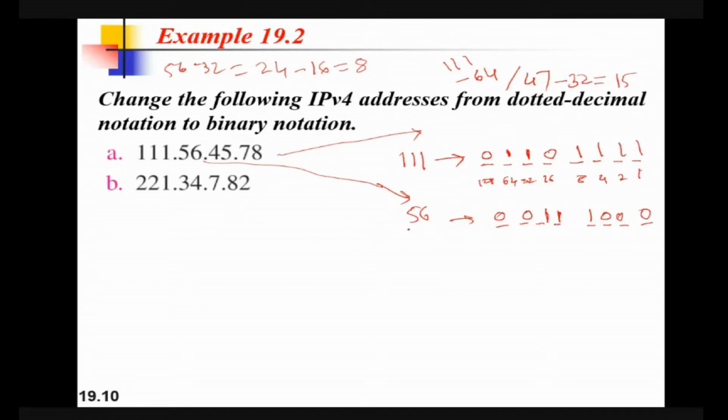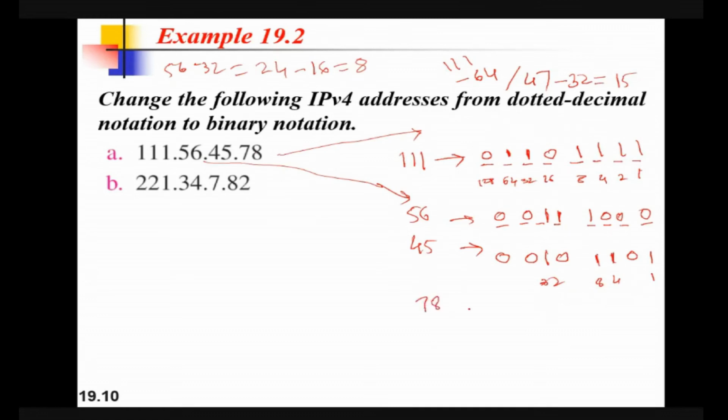Now the next is 45. So 128 will be 0, 64 will be 0, 32 will be 1. So 45 minus 32 is 13, which is less than 16. So this will be 0, then 8 plus 4 plus 1. Now count this: 1 plus 4 plus 8 plus 32. 32 plus 8 is 40, plus 5 is 45.